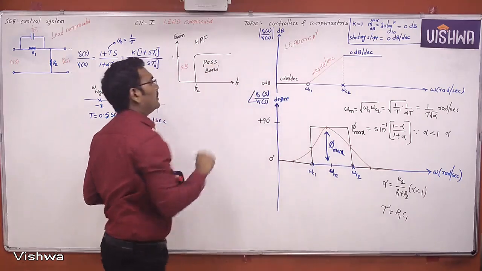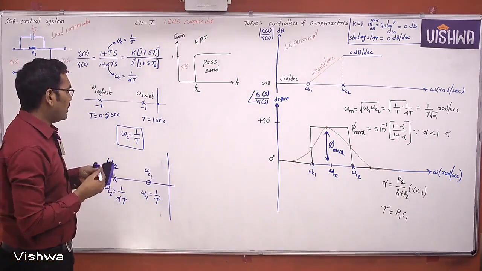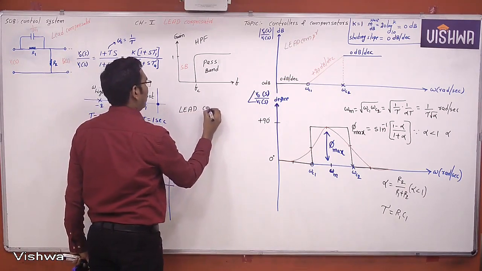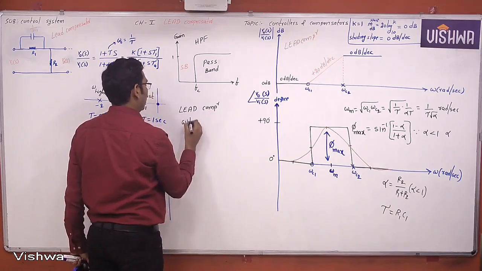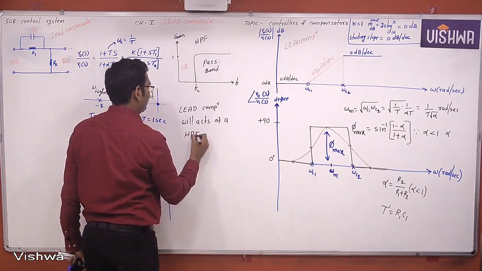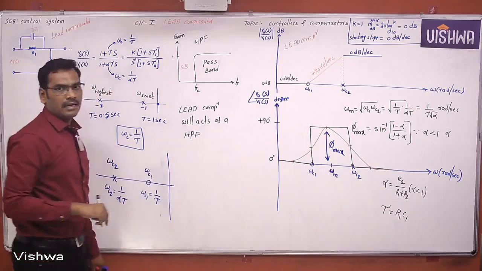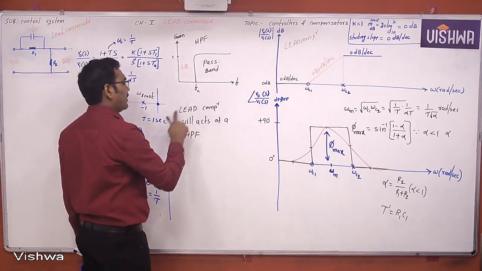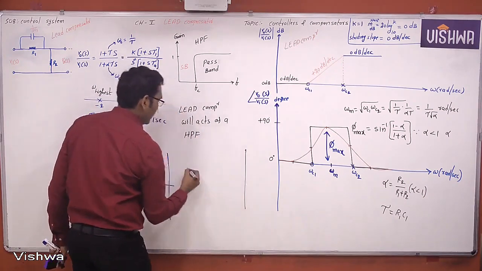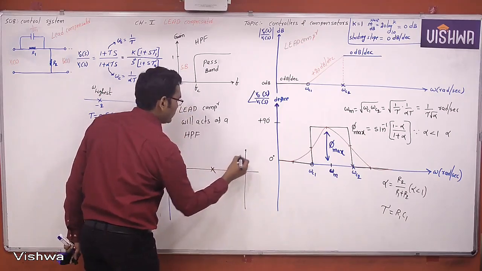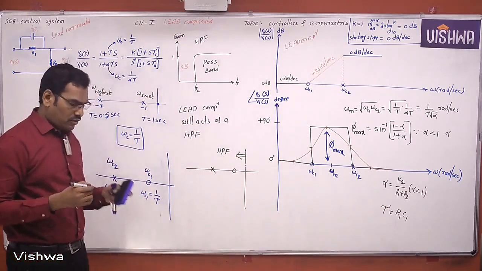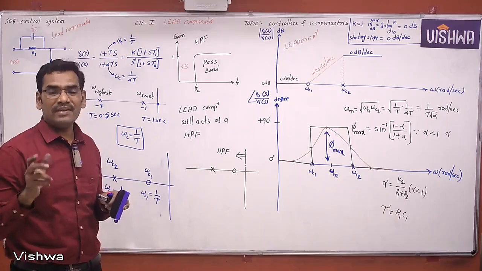So this lead compensator is similar to a high pass filter. Therefore, the lead compensator will act as a high pass filter. So if it is a high pass filter, what is the pole zero sequence? This is the pole zero sequence of a high pass filter.